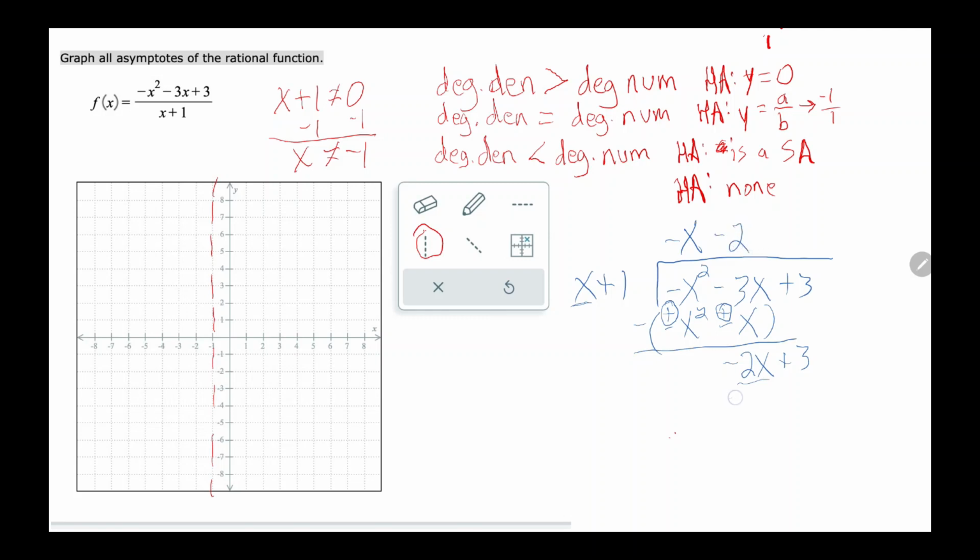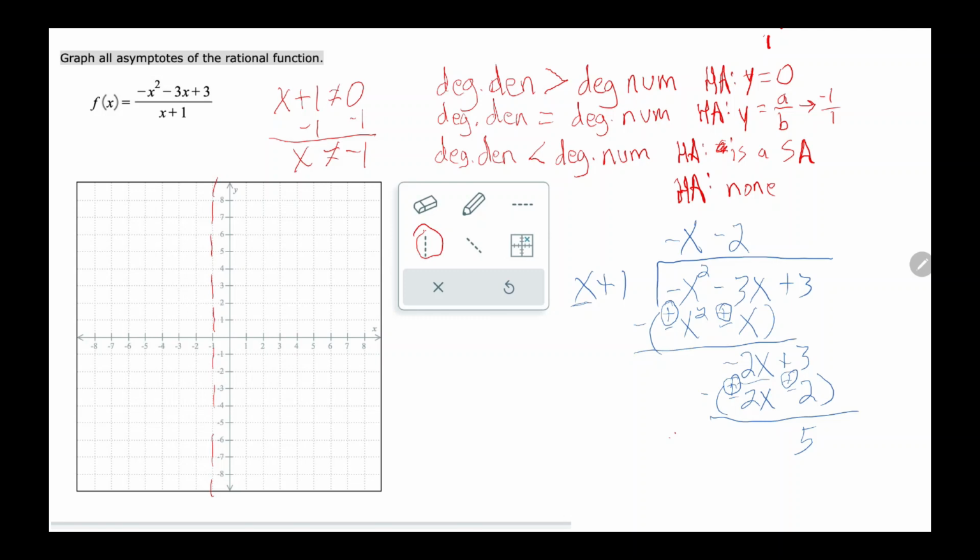Now, the only way to get this x to equal this is to multiply by negative 2. Negative 2 times x is negative 2x. Negative 2 times positive 1 is negative 2. Same situation. We're subtracting it, so that becomes a positive. Negative 2x plus 2x goes away. 3 plus 2 is 5.